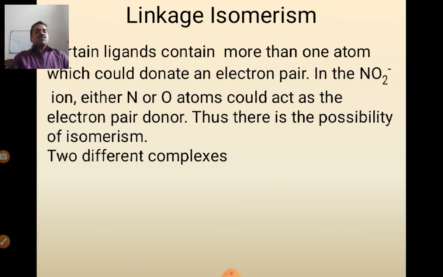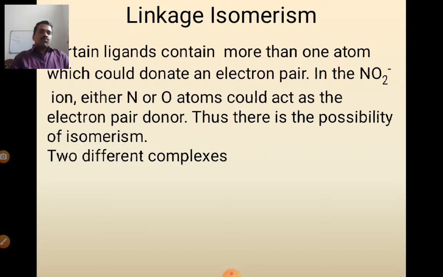Certain ligands contain two donor atoms, but out of these two, only one is capable of donating the lone pair at one time. For example, the nitrite ligand has oxygen, which has a lone pair, and nitrogen also has a lone pair. But at one time, only one atom can donate a lone pair, either nitrogen or oxygen.